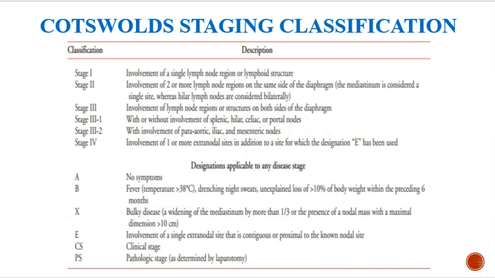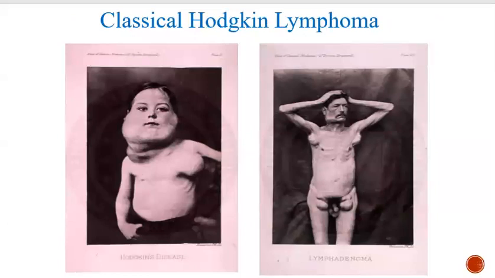As involvement of the spleen is often a prelude to widespread hematogenous spread of the disease, patients with lymph node and splenic involvement are stage III S. Bulky disease, which is the widening of the mediastinum by more than one third, or the presence of a nodal mass more than 10 centimeters in diameter, is relevant to the therapy of any stage. There is a classical Hodgkin lymphoma presentation from previous years, before the treatment was actually described, and you can see the pack of enlarged lymph nodes on one side of the diaphragm and on different sides of the diaphragm, presenting the different stages of this disease.